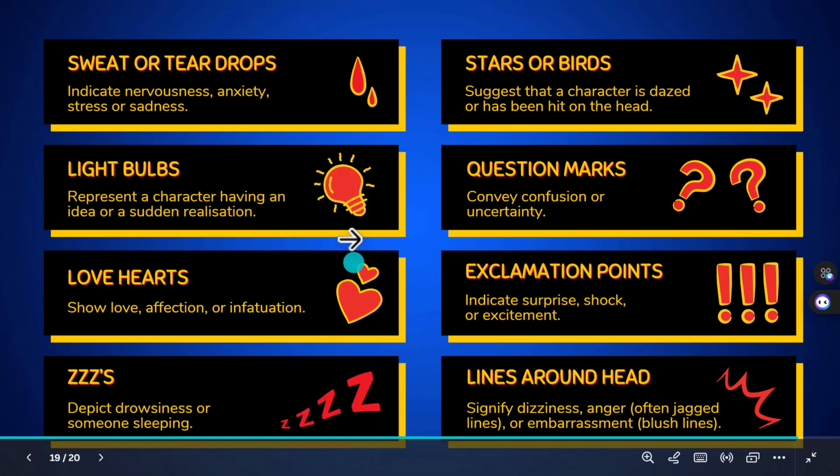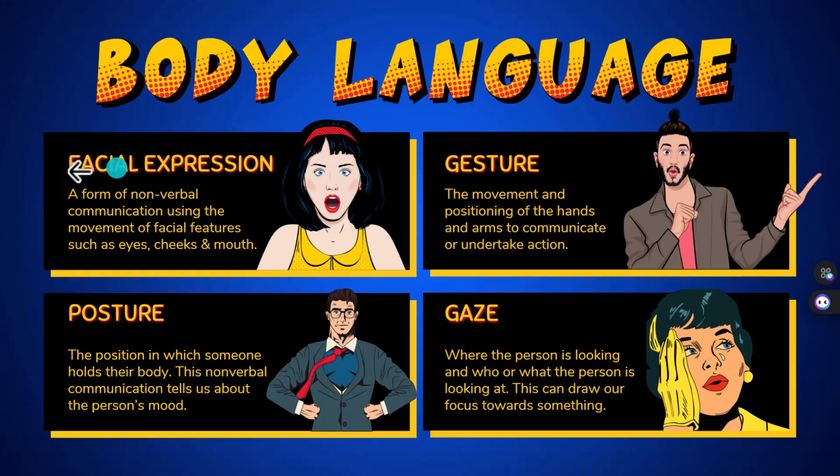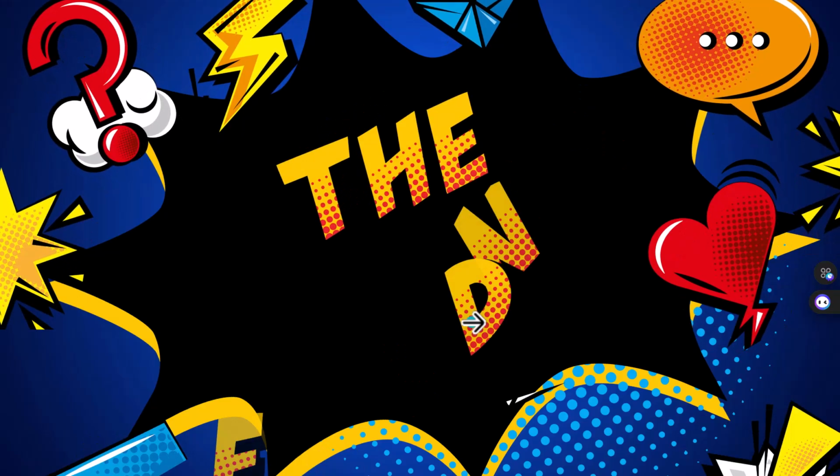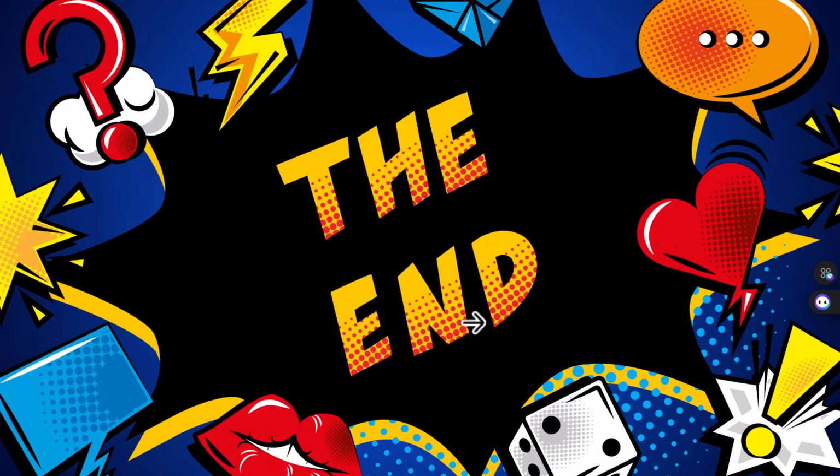The final thing we want to look into is body language, facial expression, gesture, gaze, and posture. So basically, that's all there is to creating a comic book. But we're going to see how to practicalize that in the next lesson.